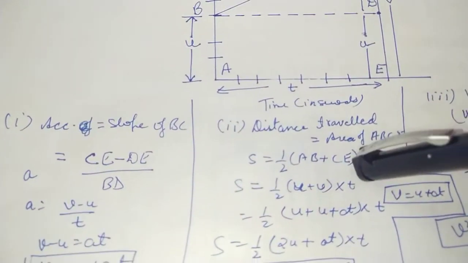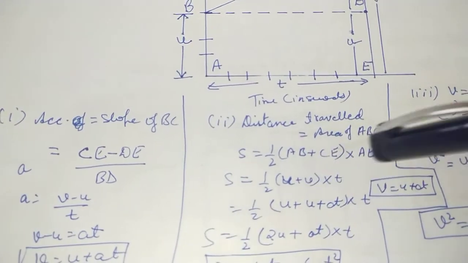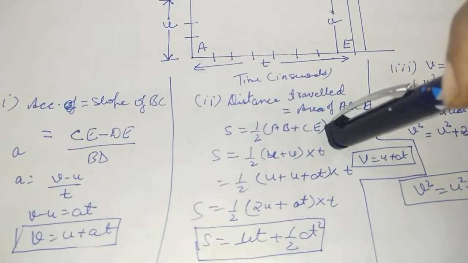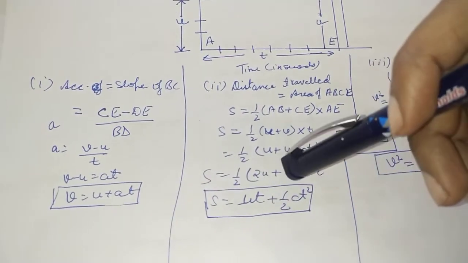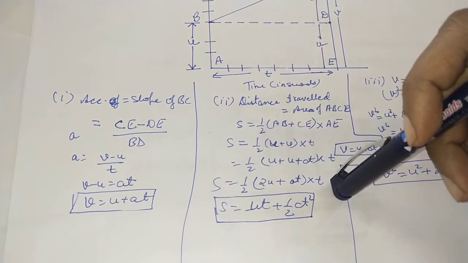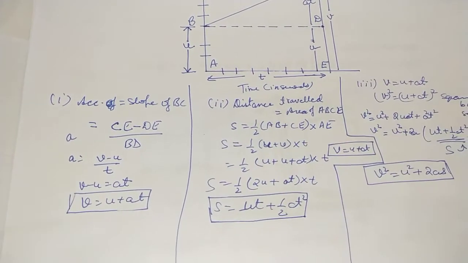Now let's do one thing. We already know the value of v. So v will be equal to u plus at. On substituting, we obtain s equals ut plus half at square, the second motion equation.